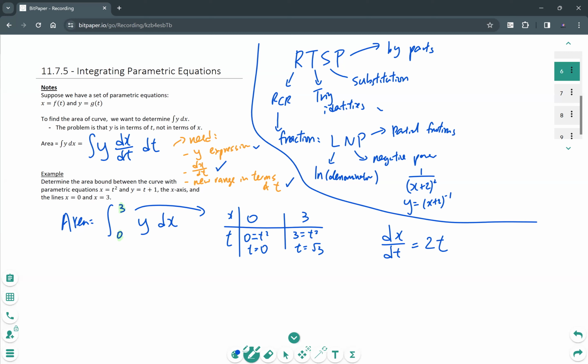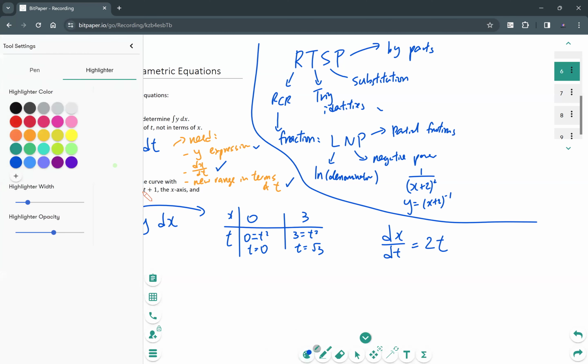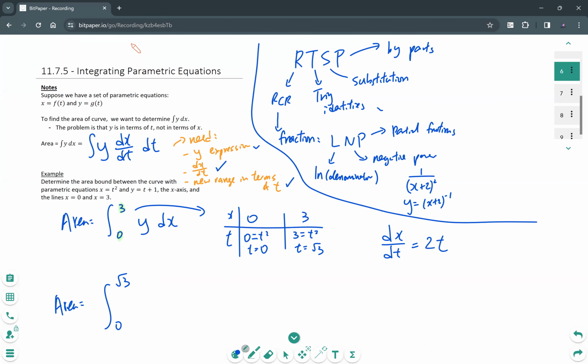Essentially, it's a substitution. So the area now equals, now from 0 to 3, now becomes 0 to root 3. So in here, we're using these two values, 0 and root 3. So we've got the 0 to root 3, okay? So we've replaced the range with the new integrating range.